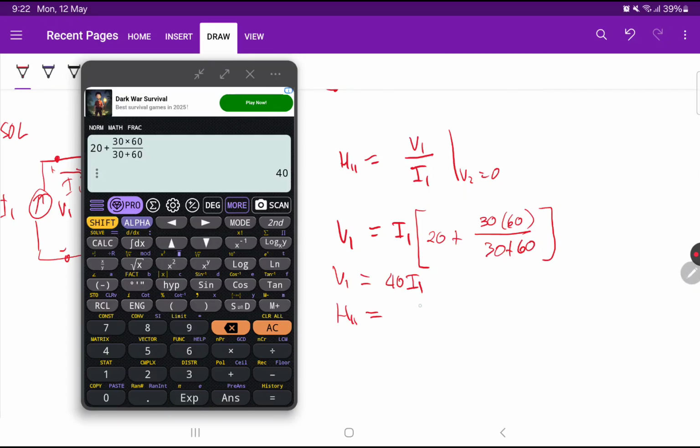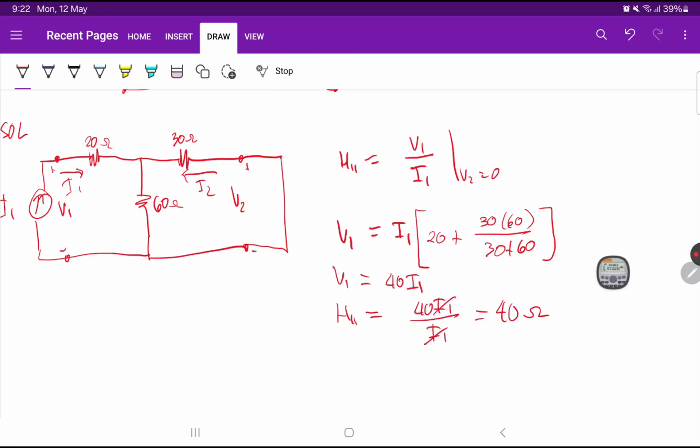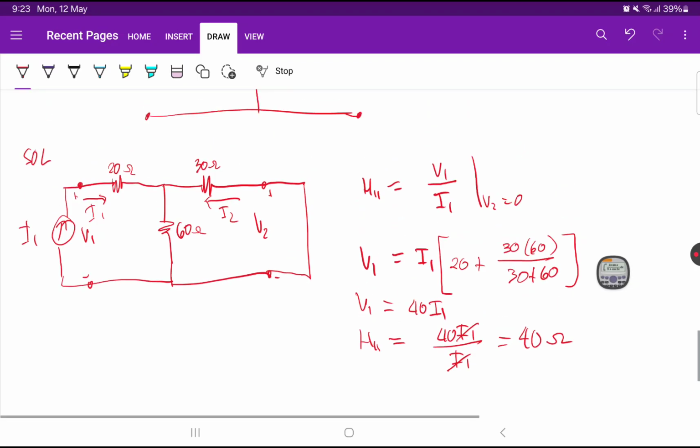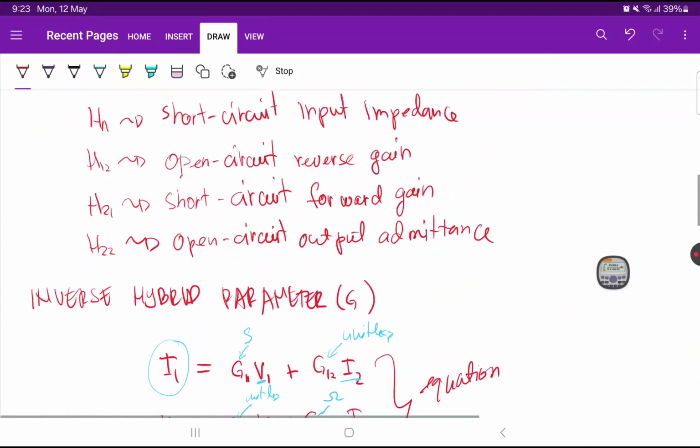H11 will be equal to V1, which is 40 times I1 divided by I1. So cancel that I1. So the answer will be 40. And the unit for H11 will be ohms, because that is the input short circuit input impedance H11. Next, for V2 equal to 0, still be used.